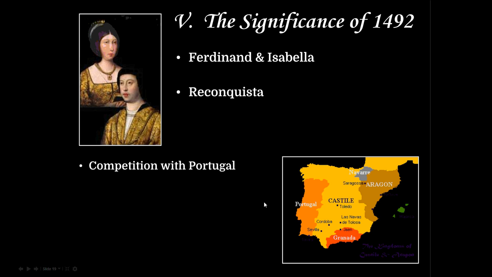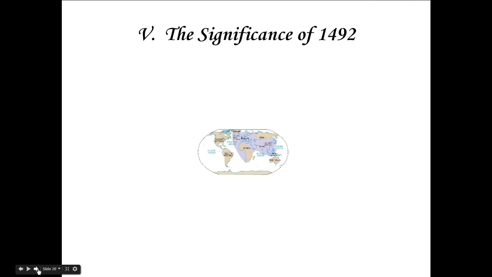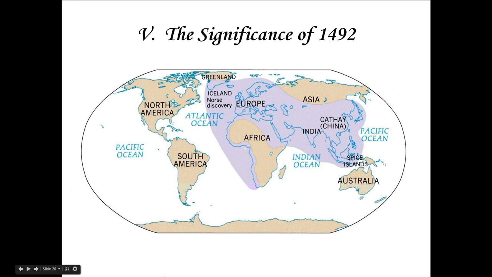So here is the known world in 1492, the known world to Europeans. Okay, so the Europeans know about, obviously, their own continent, and they know about the Middle East, where the Crusades were. They know about India, they know about China, they know about the Spice Islands, and they know about Africa. And they know about Iceland and Greenland because the Norse have been there. What they don't know is that these two continents are right here.